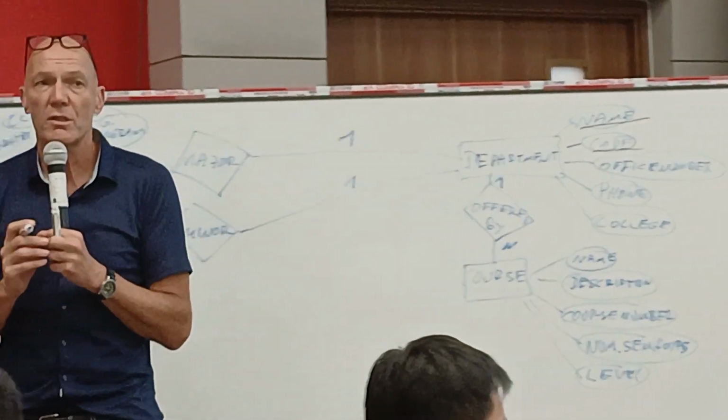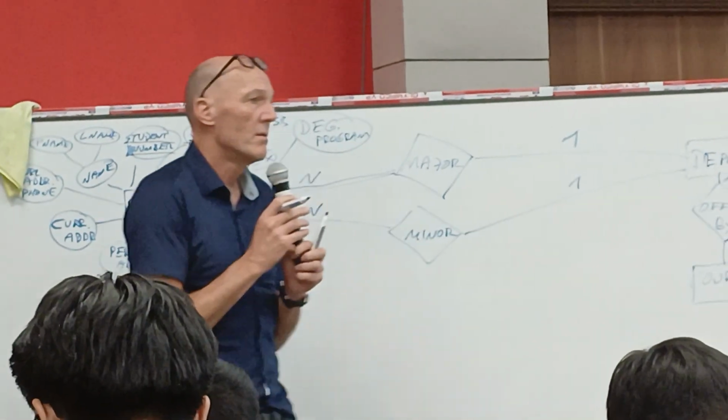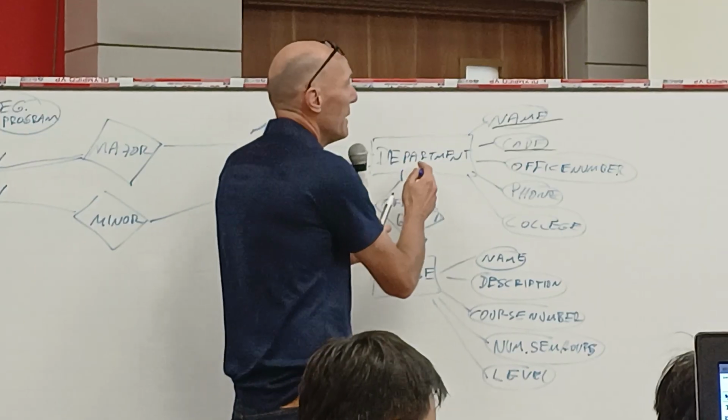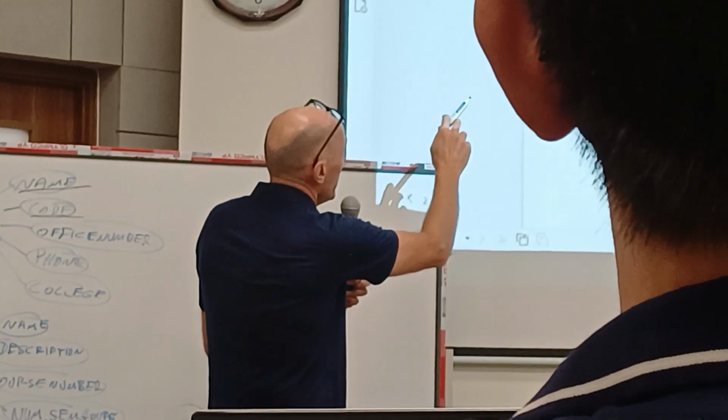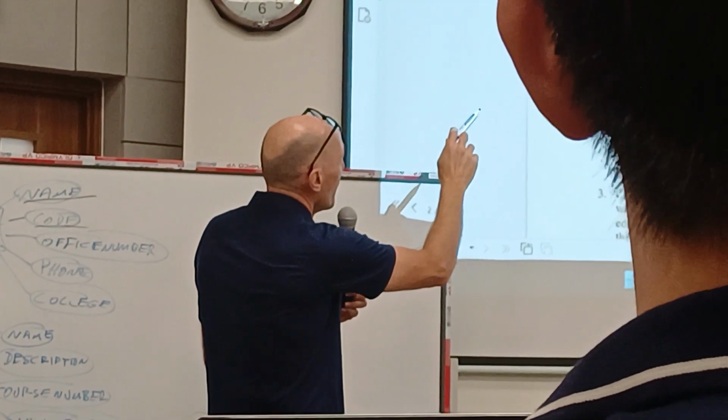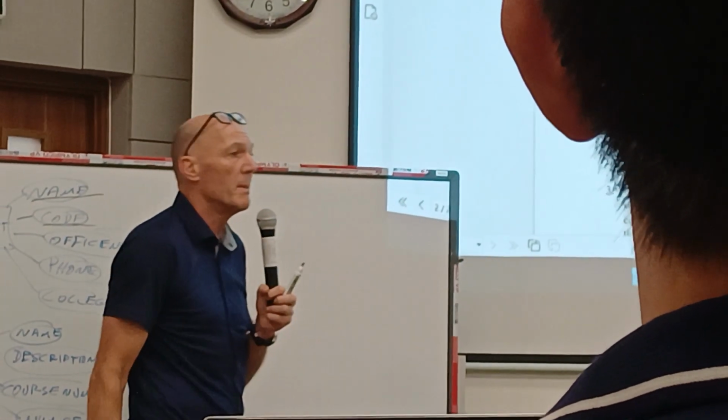And if it's a valid assumption, full points. If you assume a course can be offered by many departments, not valid, because there it's written: each course has a course name and so on, and an offering department, not many, one.